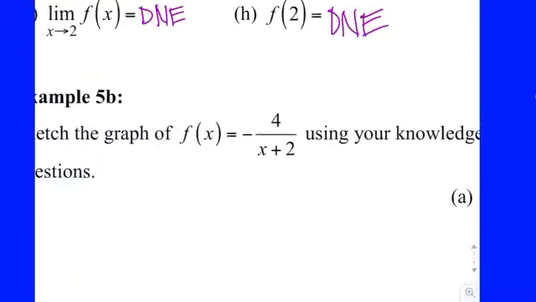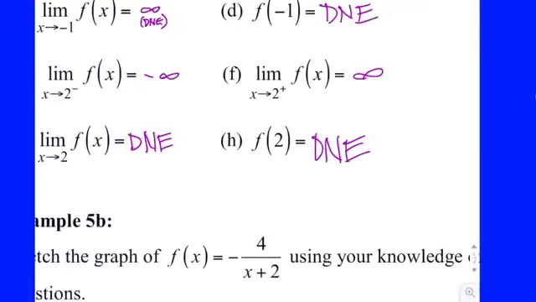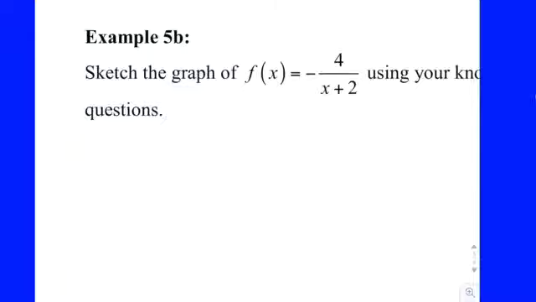Maybe, or we still have example 5b. Ooh, yeah. All right. So everything we've done so far, we've had a graph. And if you have the graph, it's really easy because all you have to do is look. All right. But we're not always going to have the graph. Case in point, example 5b.